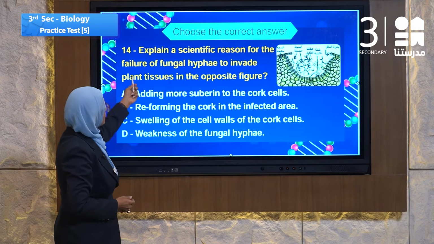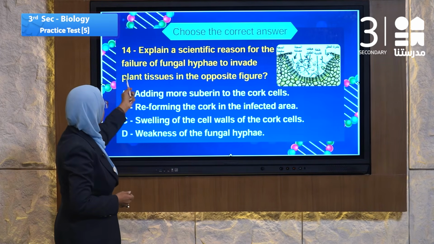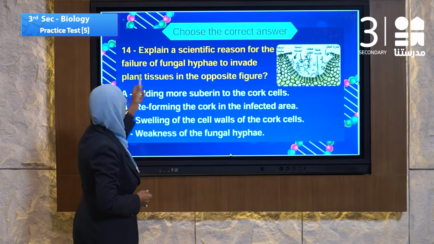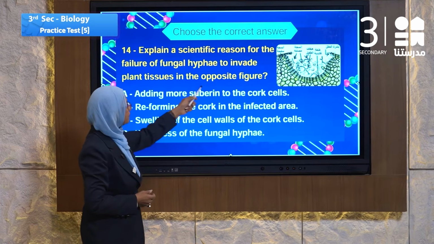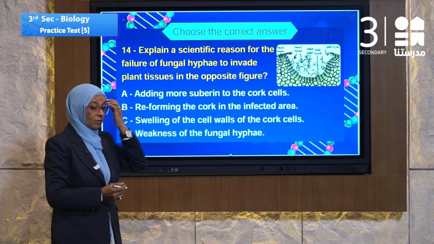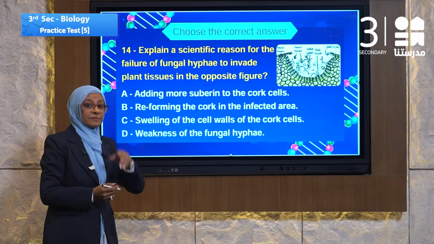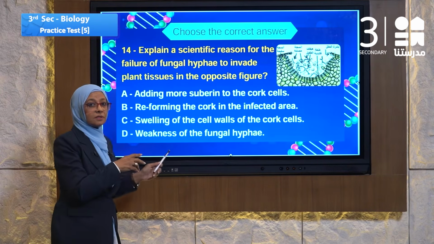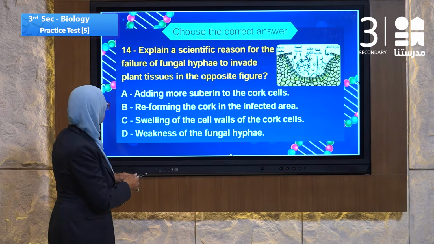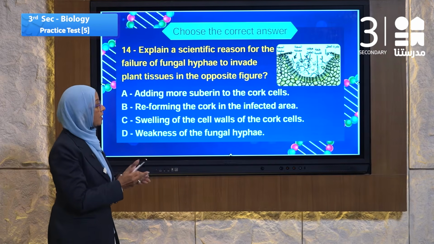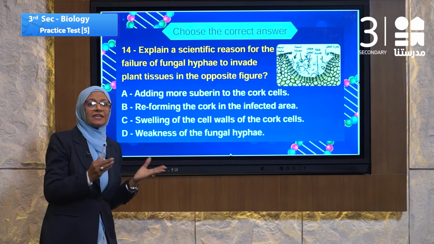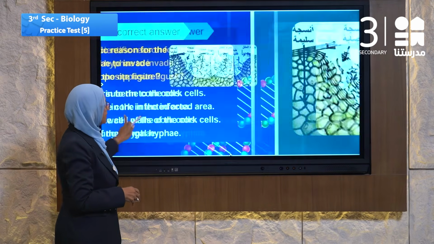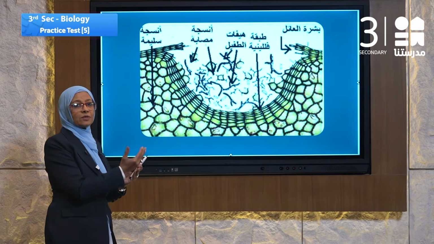Explain a scientific reason for the failure of fungal hyphae to invade plant tissue in the opposite figure. Now, we must think. There is a fungal hyphae trying to enter this tissue. They tried to penetrate, but they failed. Why did they fail? Let's study the figure, then return back to the question.